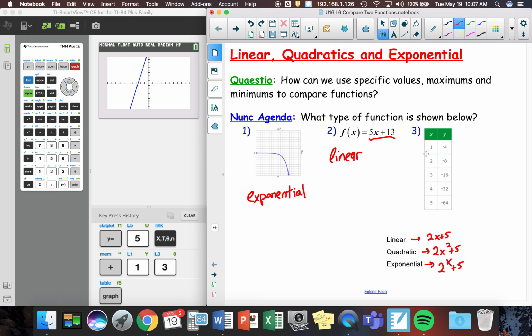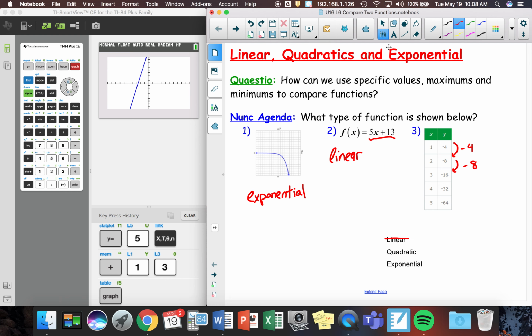Now let's see if there's some kind of pattern going on here. I'm going to get rid of all of this that I wrote here. And let's see if there's some pattern. So first pattern that we should always check is adding. So to go from -4 to -8, I add -4, because -4 plus -4 gives us -8. To go from -8 to -16, I add -8, because -8 plus -8 is -16. As you can see, it's not a constant rate of change. Since it's not a constant rate of change, it cannot be linear.